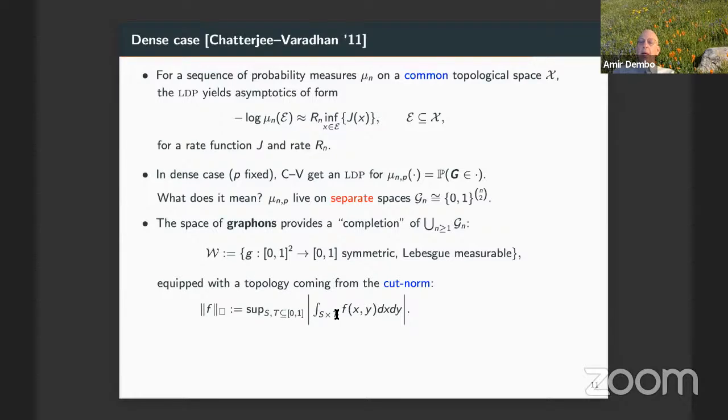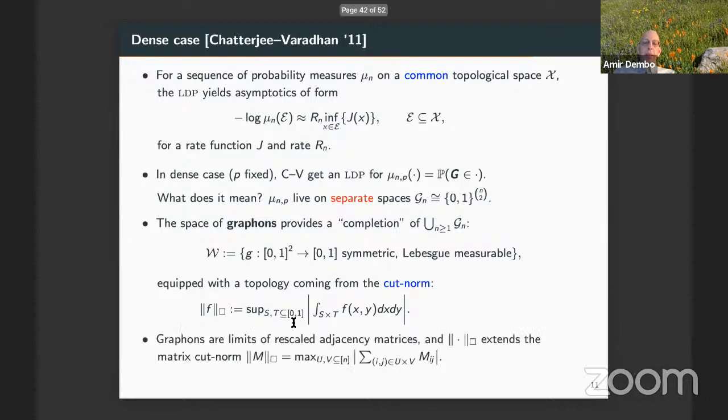It's much weaker than the L1 norm, because under the L1 norm, you cannot do large deviations for subgraph counts. So that is called the cut norm, which is suitable for this purpose, as we will see in a minute. Graphons are really limits of rescaled adjacency matrices, where the cut norm extends the matrix cut norm. The matrix cut norm is exactly the same, but now you have a finite matrix, Mij. So you choose two collections of vertices, or a sub-collection of rows and a collection of columns, and you take the maximum over all rows and columns of the absolute value of the sum of all the entries in the intersection of these rows and columns. That's the matrix cut norm.